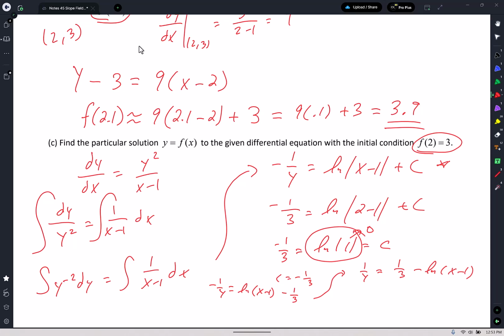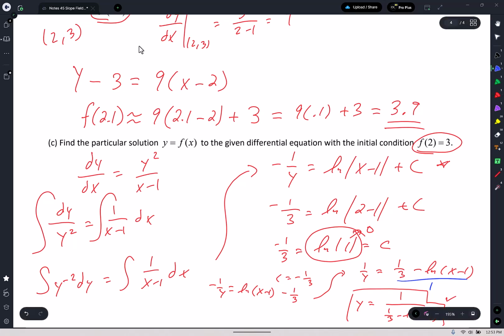My next move, Delta does it like this. I actually don't really like it. I'll tell you the way I would have done it a little bit. My next move is to put it all over 1 and flip it. y equals 1 over 1/3 minus ln of x minus 1. And there it is. If I check it, if I plug in a 2, ln of 2 minus 1 is 0. 1 divided by 1/3 is 3. And there it is. It works.